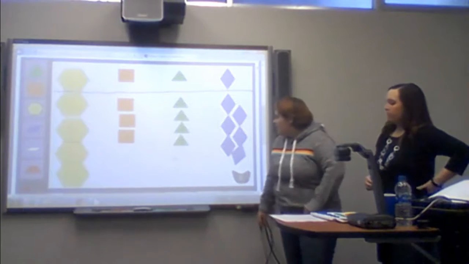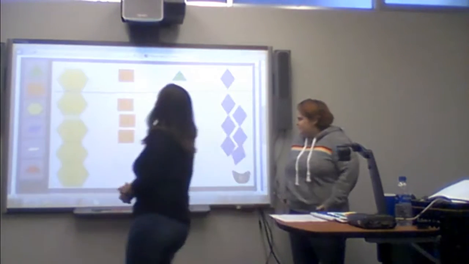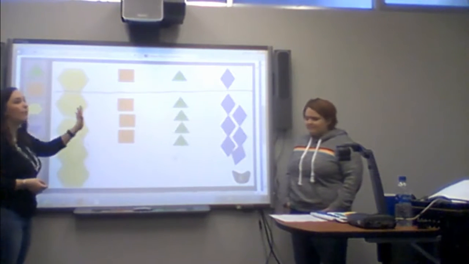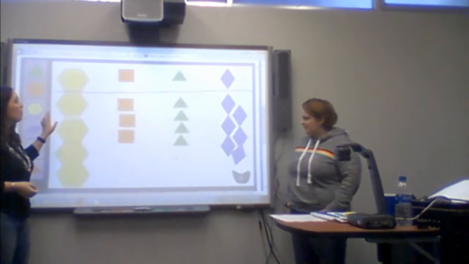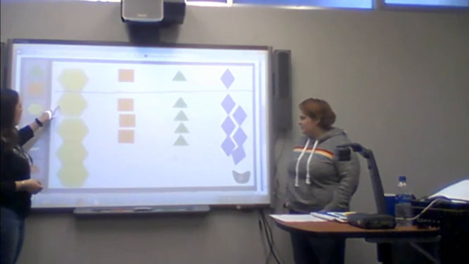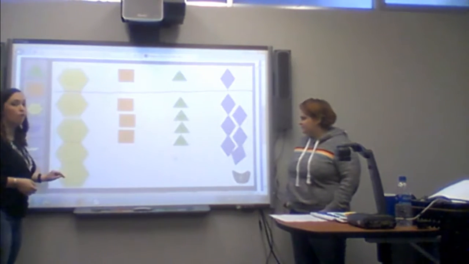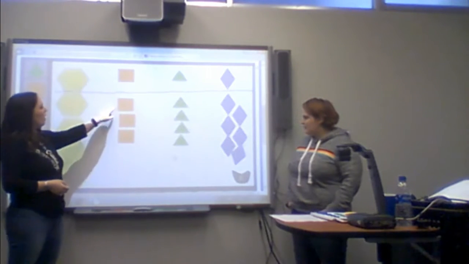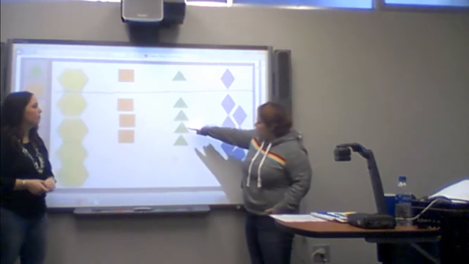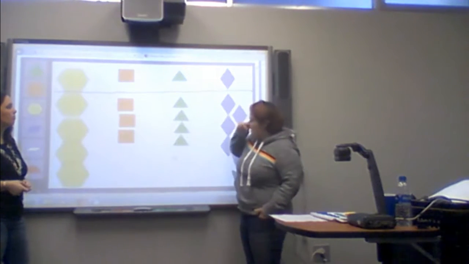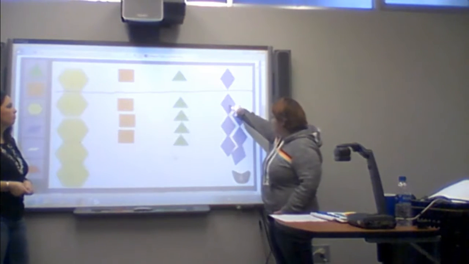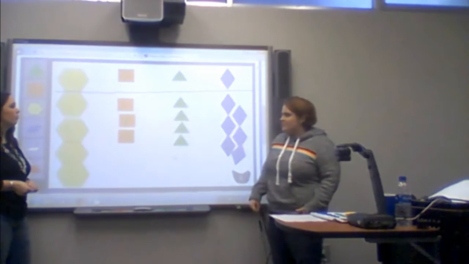Now, if you look at our graph, I'm starting to see some patterns. What about you, Jaci? I definitely see some patterns. So I think we should start by counting what we have on our graph. And remember, we're only going to count the shapes that are underneath the line. So we have 1, 2, 3, 4 hexagons, 1, 2, 3 squares, 1, 2, 3, 4 triangles, 1, 2, 3, 4, 5, 6 rhombuses or diamonds.